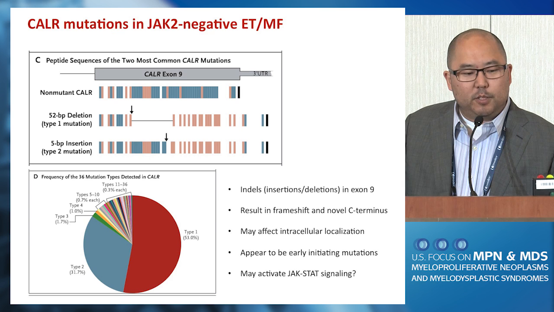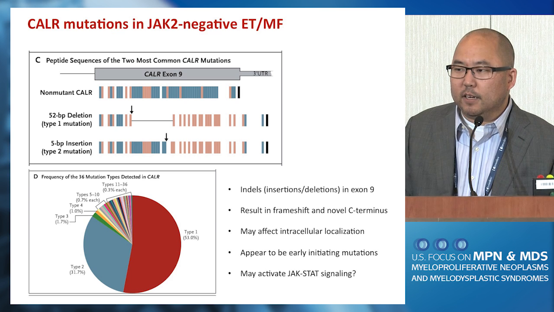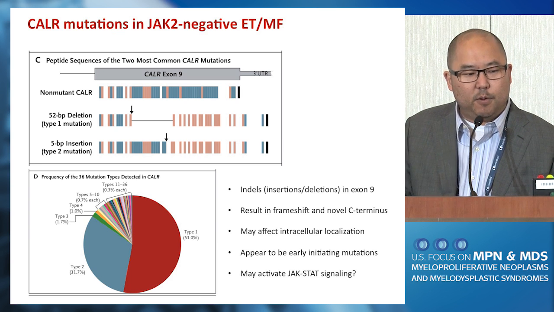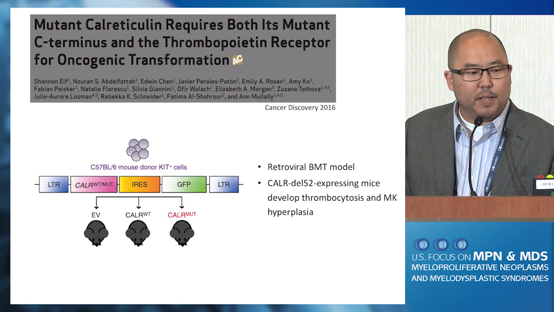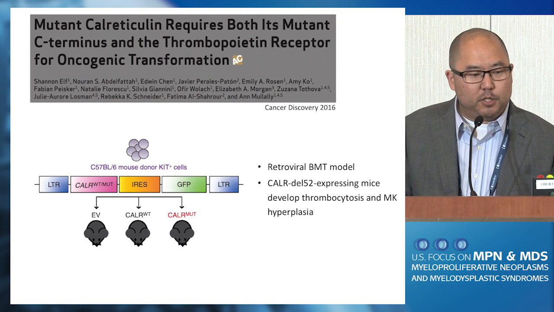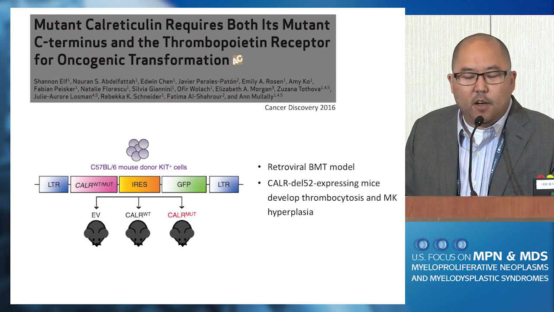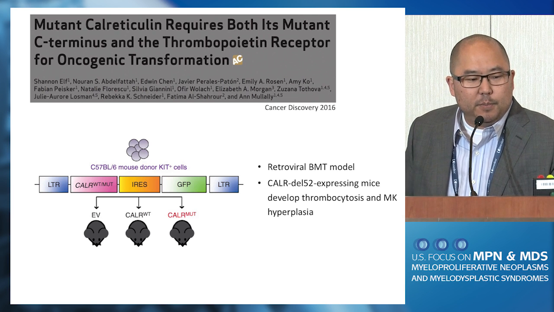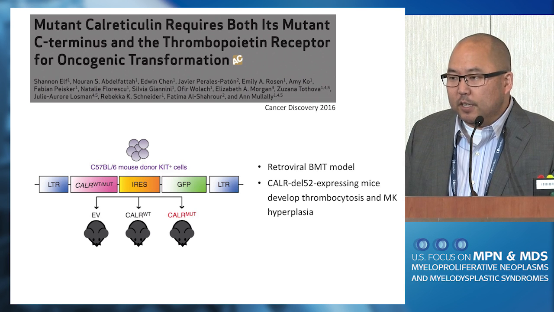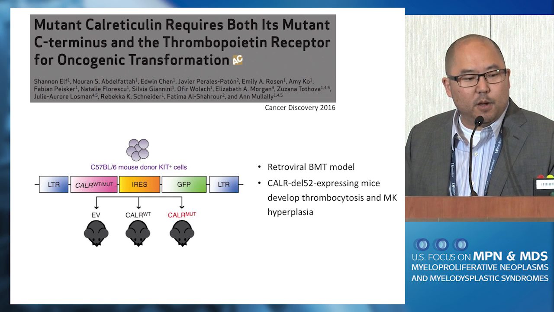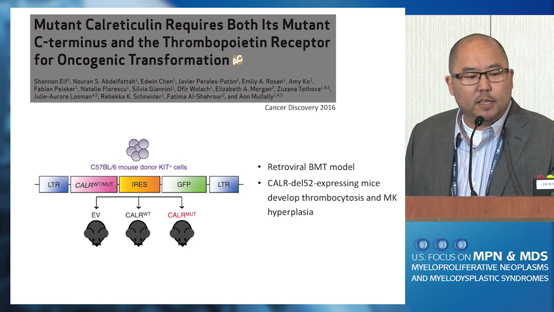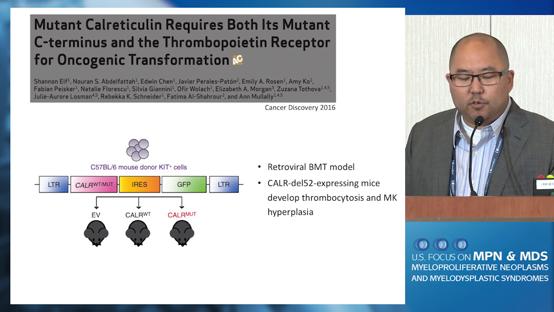When these mutations were discovered, the question was, well, what do they do? Could they activate JAK-STAT signaling? Again, it wasn't really clear at the time that there was a specific role for calreticulin in the JAK-STAT signaling axis. Very recently, a paper was published from Anne Mullally's lab in Cancer Discovery, and there are a handful of other papers coming out also very recently reporting very similar findings, which are that the calreticulin mutation does seem to activate JAK-STAT signaling. That may not be the only mechanism by which it contributes to MPN pathogenesis, but based on these studies, it at least seems true that JAK-STAT signaling is activated by these calreticulin mutations.